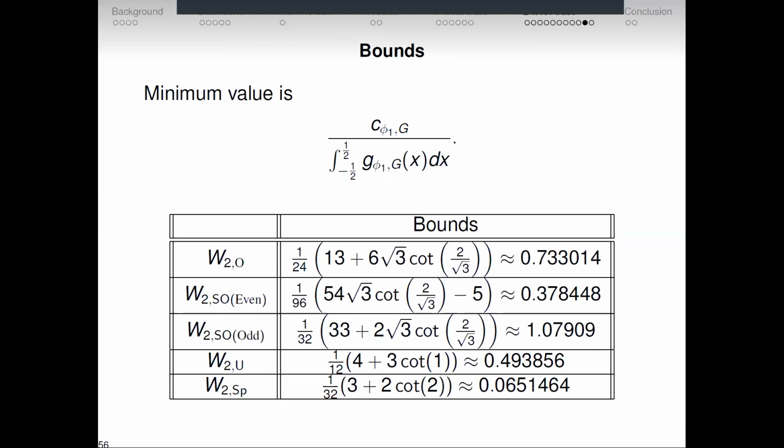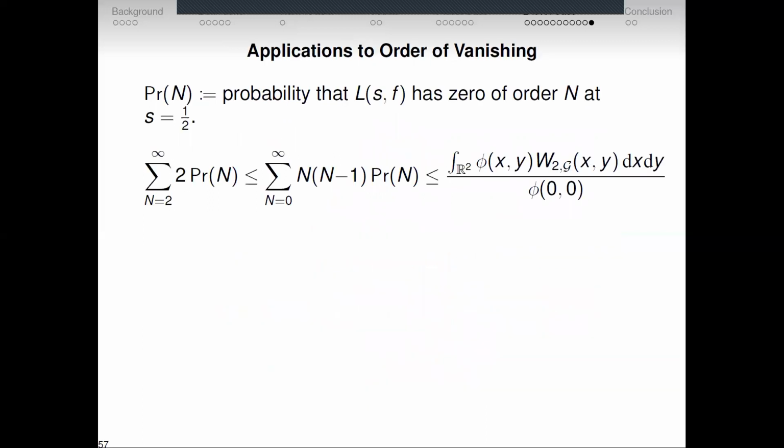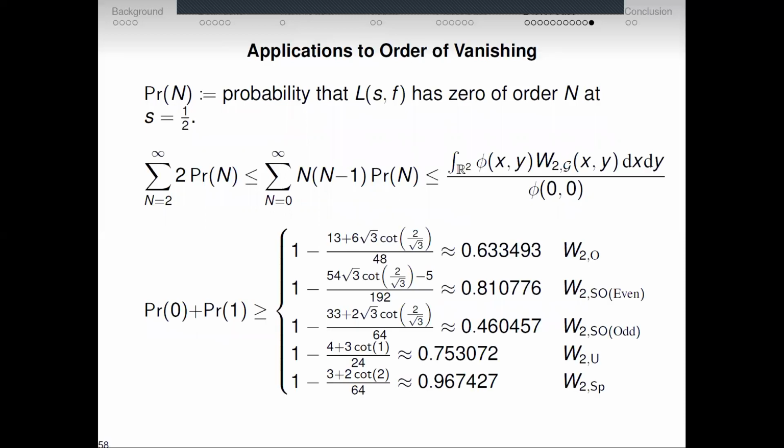Using the optimal G we have computed, we obtain these values for various groups G. Remember that the quantity we have calculated gives an upper bound to the weighted average order of vanishing at the central point. And clearly the probabilities sum up to 1. So by subtraction, we get some lower bound to the probability for the family to have zeros of order less than 1, less than 2.